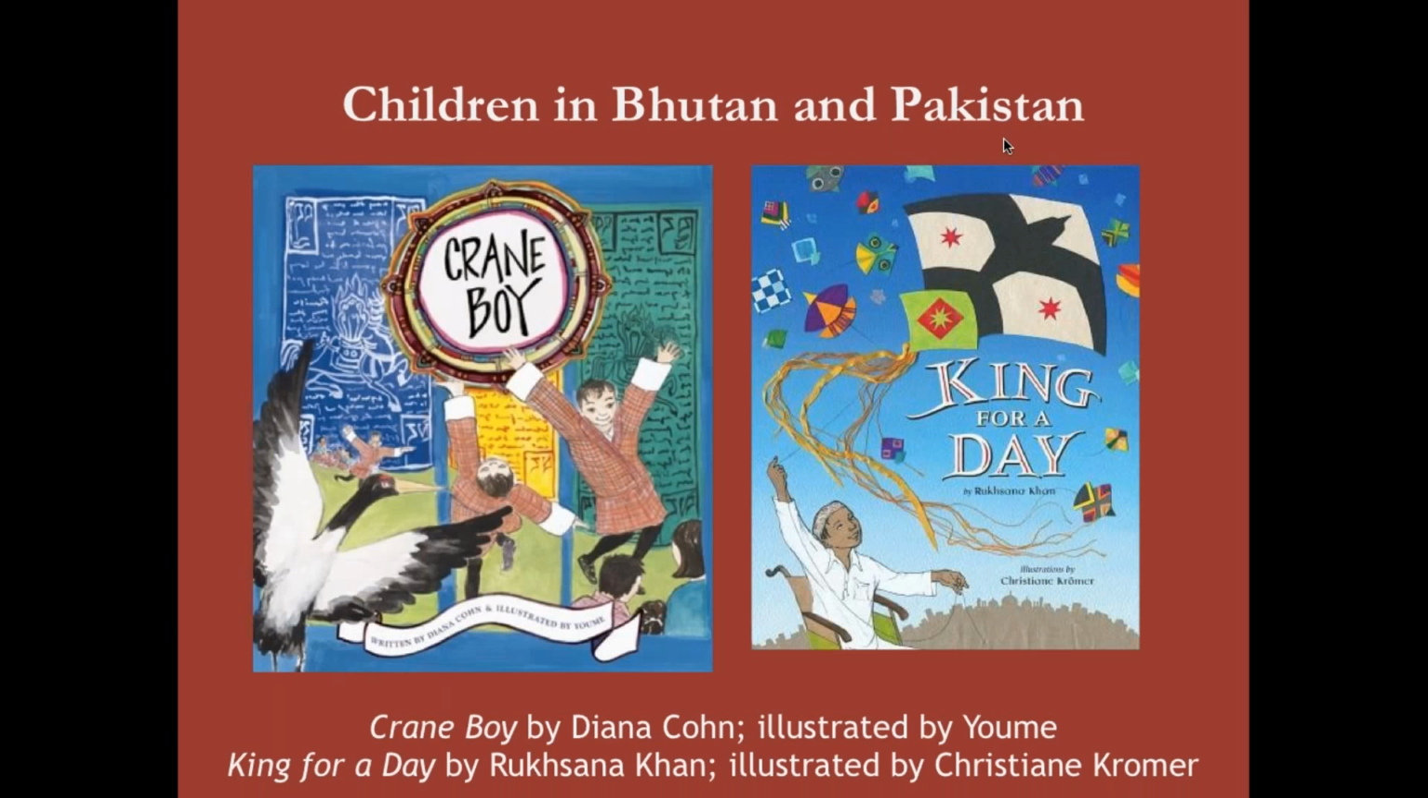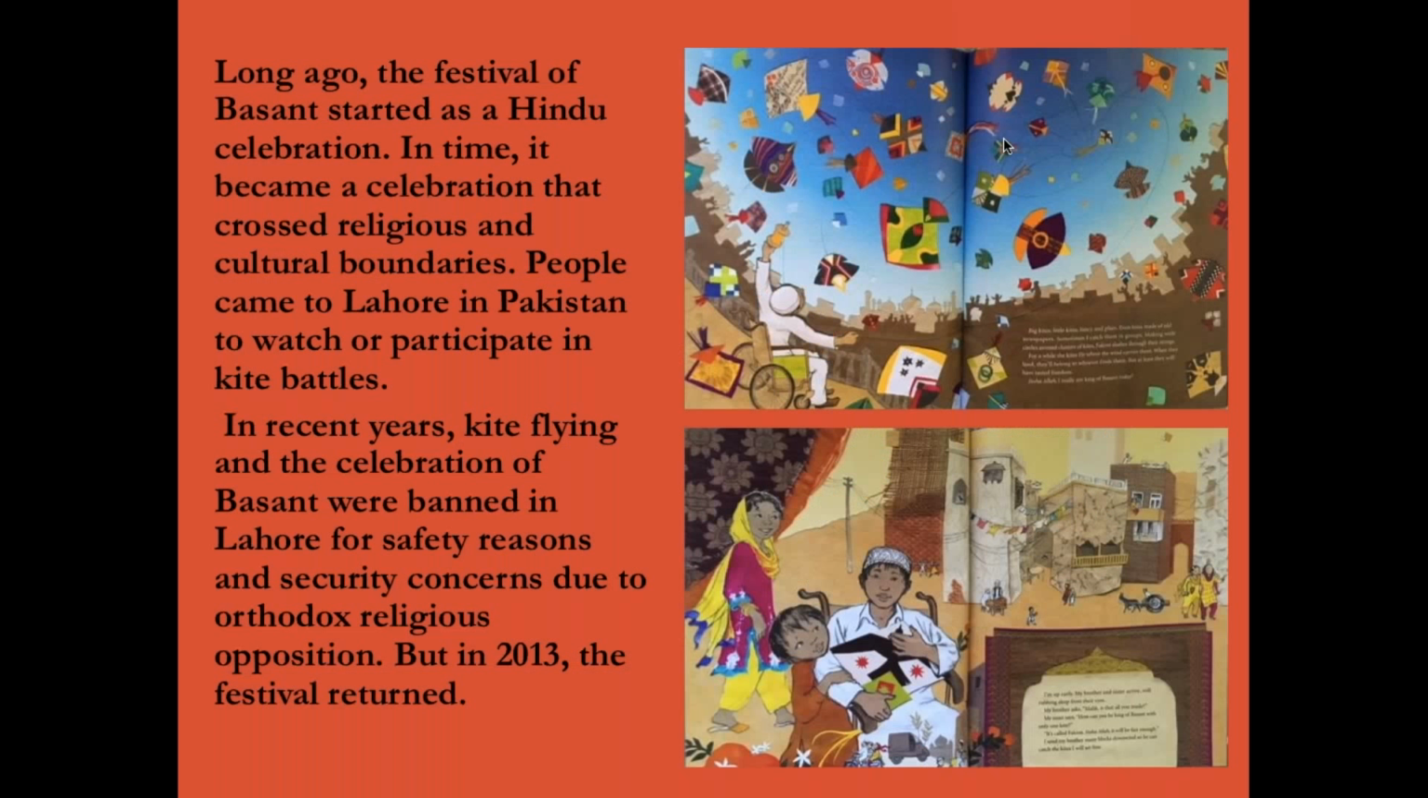Books about children in Bhutan and Pakistan, enjoying their cultural heritage, the games and sports of their communities. King for a Day is about the festival of Basant, which started as a Hindu celebration, and in time it became a celebration that crossed religious and cultural boundaries. And people came to Lahore in Pakistan to watch or participate in the kite battles, where one person flying a kite tries to get other kites out of the sky.